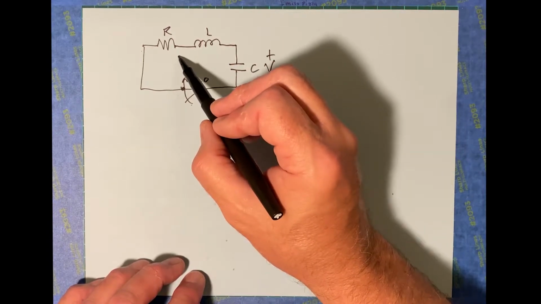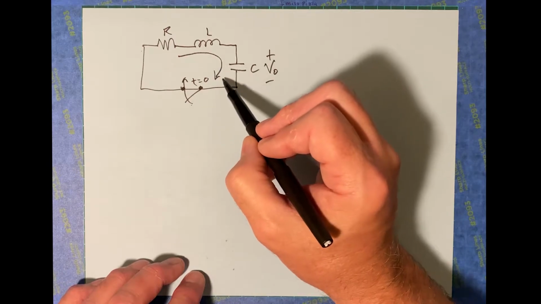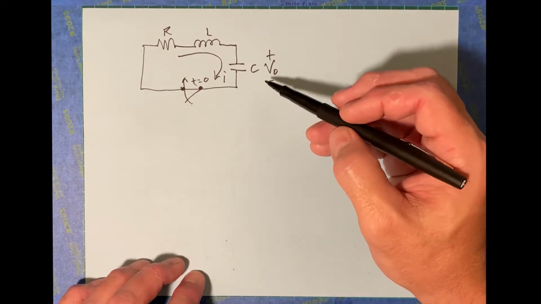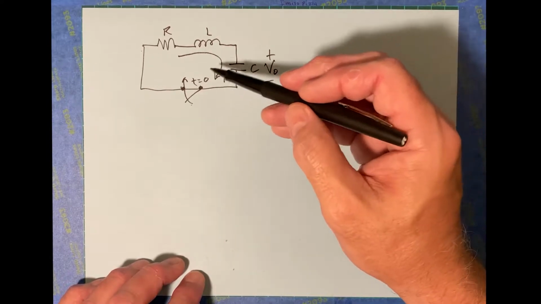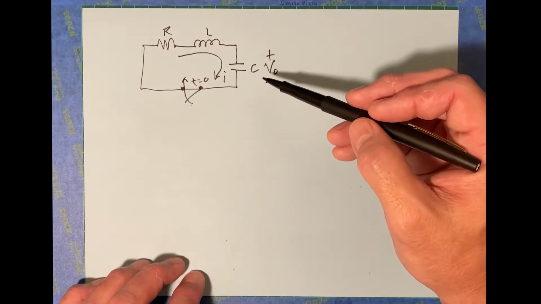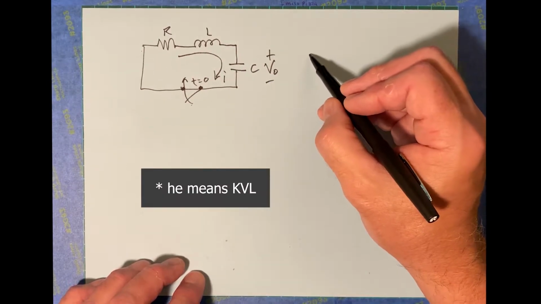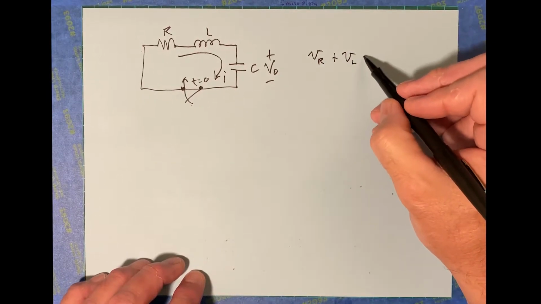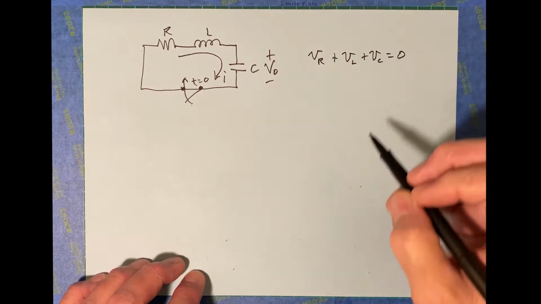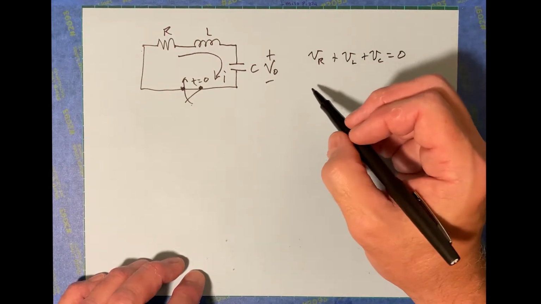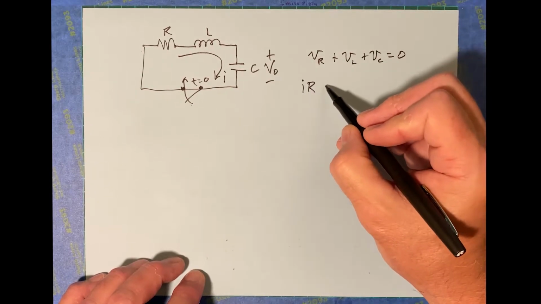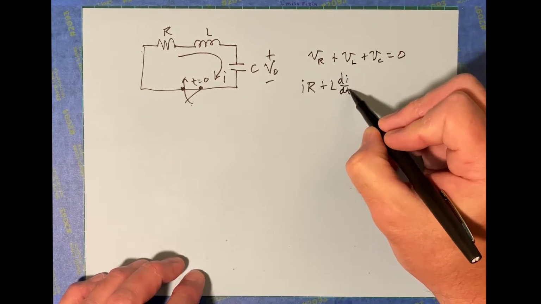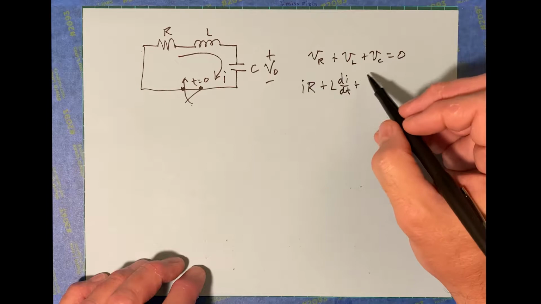Well, when that switch is closed, there's going to be some current that flows. Let's just call that current I. So the capacitor is initially charged, has a potential difference across the plates. At t equals 0, the switch is closed, current begins to flow. Using KVL, we can write the voltage across the resistor, plus the voltage across the inductor, plus the voltage across the capacitor, has to equal 0. The voltage across the resistor is I times R, plus the voltage across the inductor, that's L di/dt, plus the voltage across the capacitor.